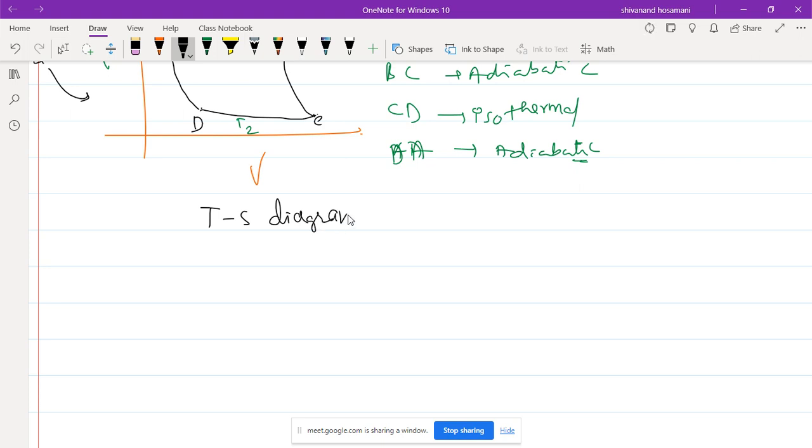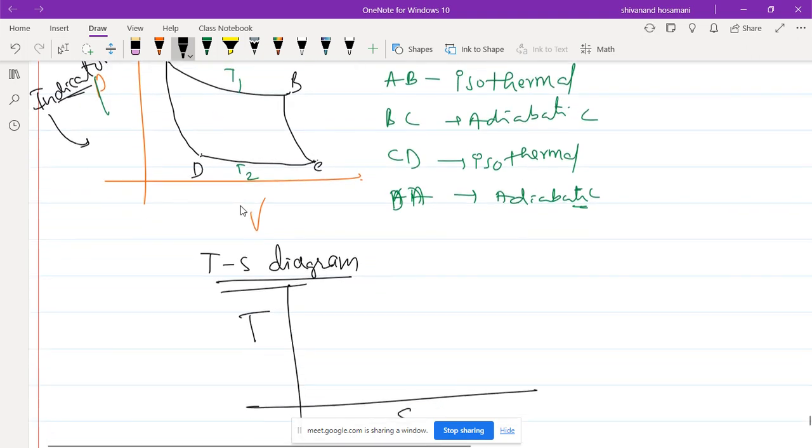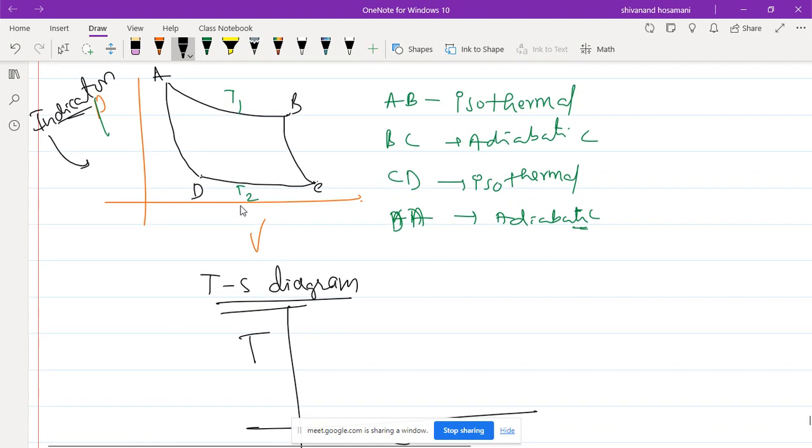So what is this TS diagram? If I plot T along the y-axis and S along the x-axis, let us derive and consider what we get. First, observe the process from the above diagram. A to B, what is it? It is isothermal, the temperature is constant. Isothermal means temperature is constant, so how does the graph come?